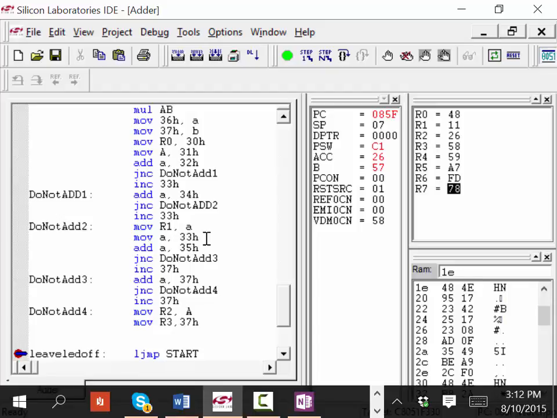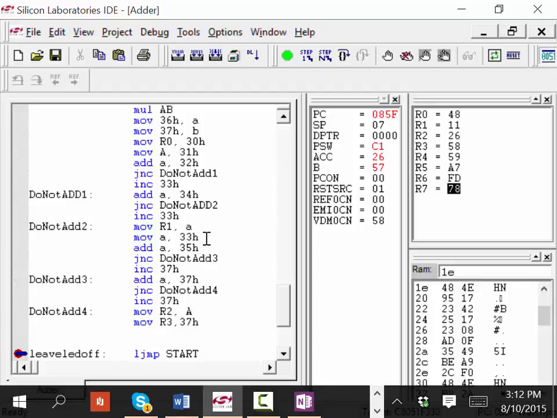I did something. I got something in the wrong place. Let's go through it from the beginning here. The first thing I did is I moved 30 there. That's fine. R1. I moved A. Okay, do not add, increment 33. Add those 2 together. Do not add 2. Increment 33. Move R1. R1 11 is okay.